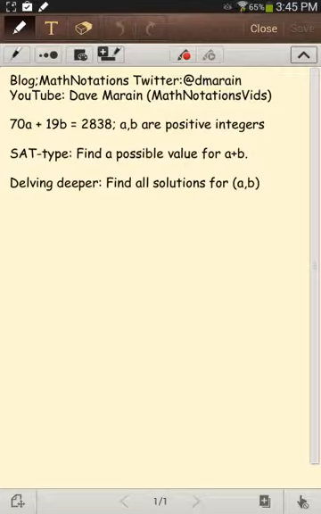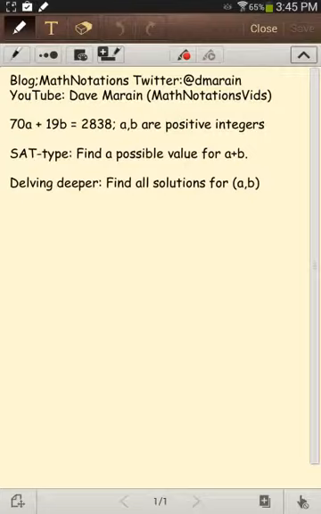Let's begin. We have a linear equation in two variables, 70a plus 19b equals 2838, with a restriction on a and b: positive integers. You might want to ask your students, what's the significance of that restriction? We would hope someone in the room would recognize that if we only ask for integers, there might be many solutions, if not infinitely many. And without any restrictions, there would surely be infinitely many solutions, namely all the points on the line.